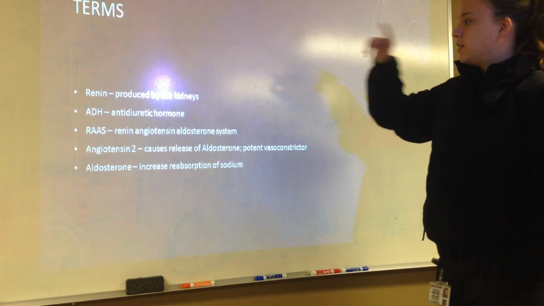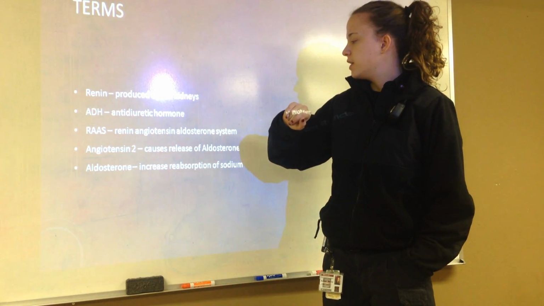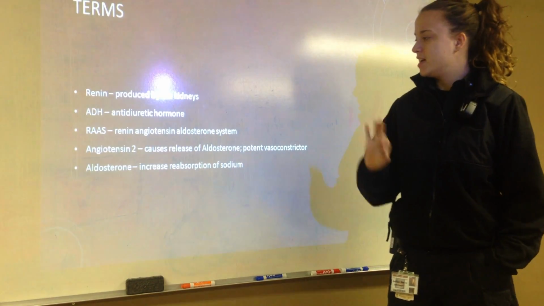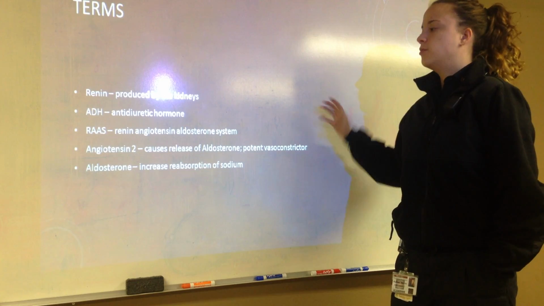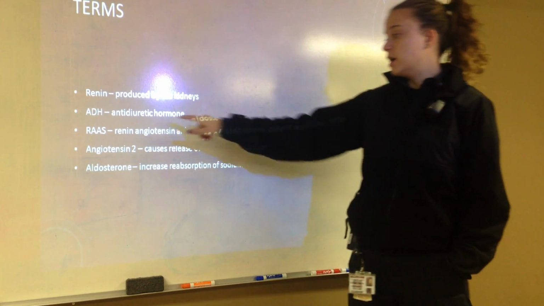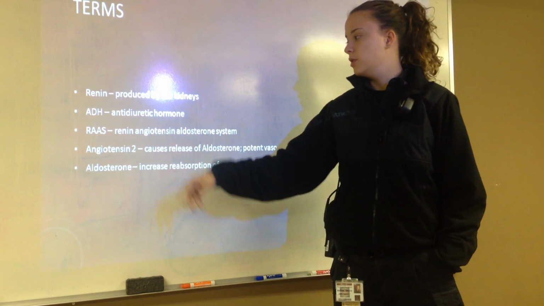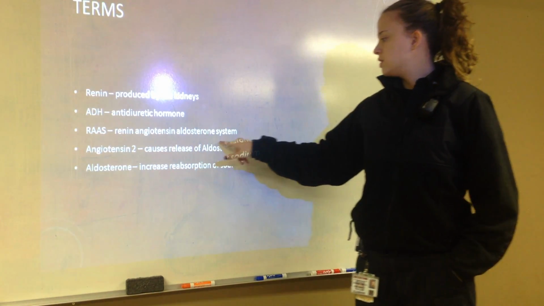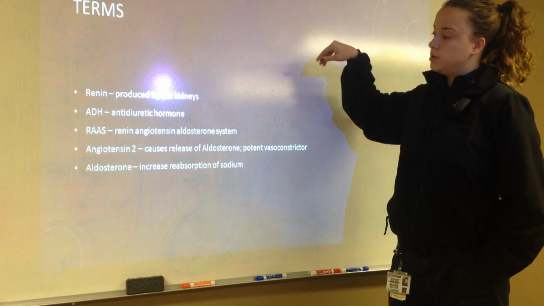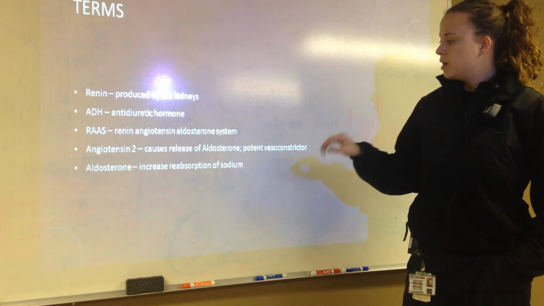Terms to start off with is renin. It is produced by the kidneys. ADH is an anti-diuretic hormone, so this whole deal is going to be about retaining fluid, not diuresis, getting rid of fluid. We're going to try to retain it all. The renin-angiotensin-aldosterone system, which is what I'm going into next, is what this whole video is about.